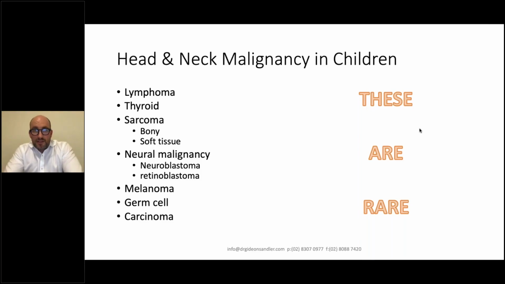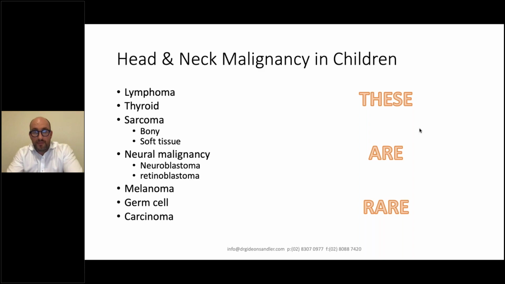Right, so head and neck malignancies in children, it is really important to remember that these are very, very rare. The most common is lymphoma, which typically happens in older children or teenagers. This is followed by thyroid cancer, usually in older children or teenagers. And thyroid cancer can be associated with a family history if they have a genetic predisposition to thyroid cancer.